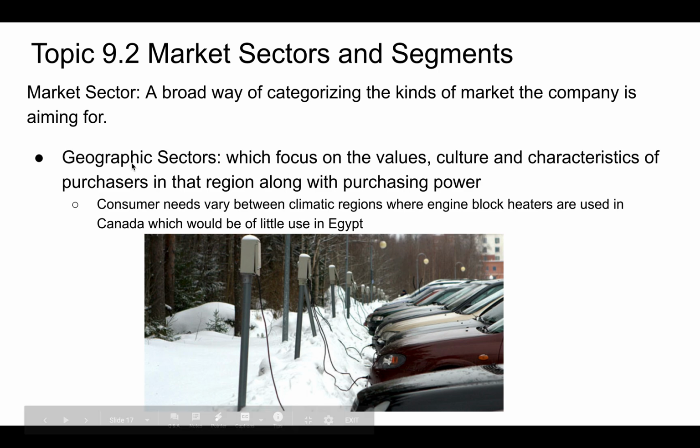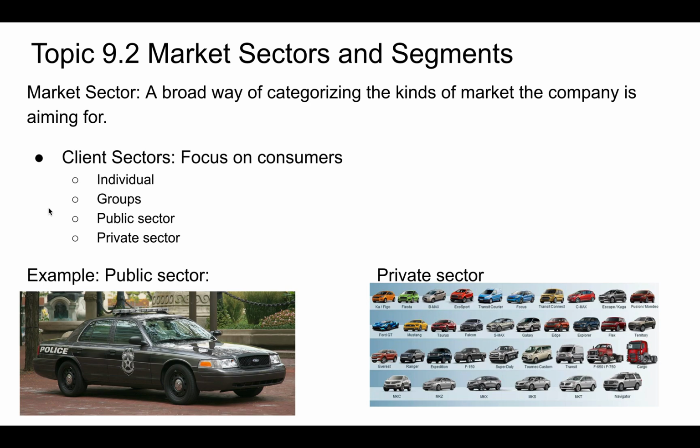So geographic sectors focus on the purchasers in that particular region. We have to pay attention to the culture and characteristics of the purchasers in those regions. Okay, so that's a geographic sector. Then there's client sectors, and this focuses on the consumers, individuals and groups. This could be public sector or private sector.